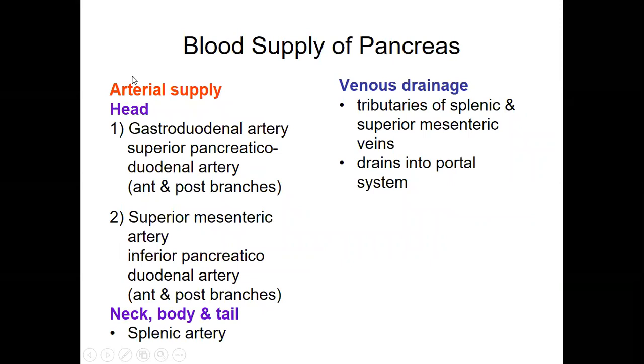Okay, for the blood supply of the pancreas, the arterial supply: the head receives blood supply from the gastroduodenal artery, which gives rise to the superior pancreatoduodenal artery. The superior pancreatoduodenal artery then branches further into the anterior and posterior branches.